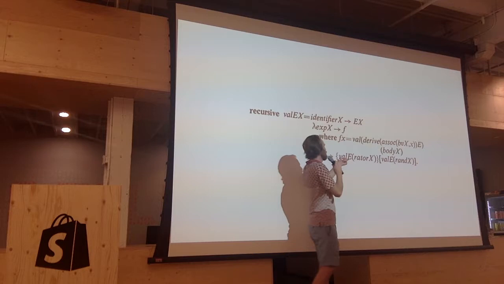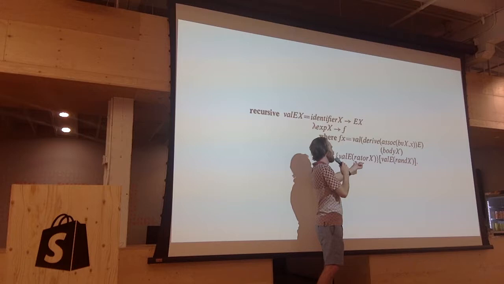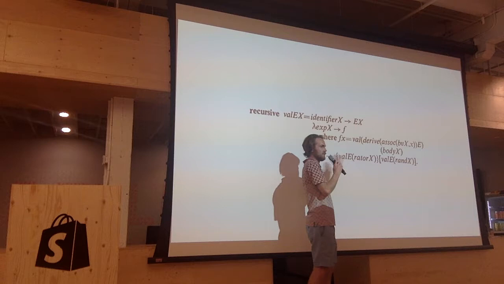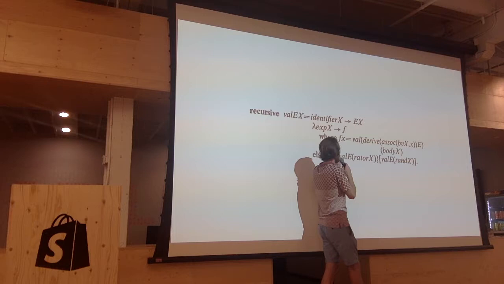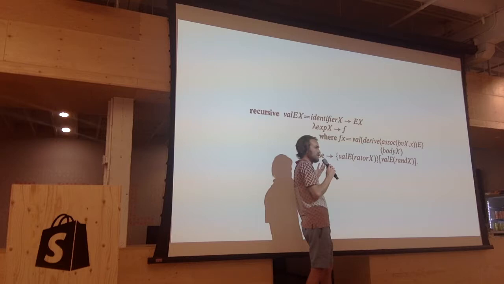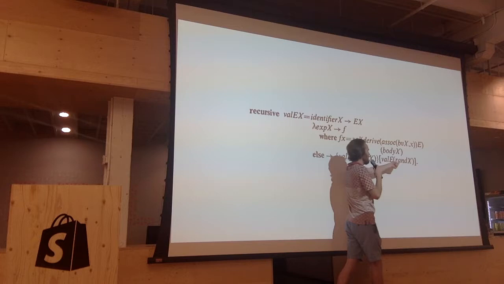So value of an environment E of the operator of the combination. X here is the combination of two things. And then that is hopefully going to give you one of these Fs, because hopefully you're only using a function in the operator position, and then you apply it to whatever the operand evaluates to.